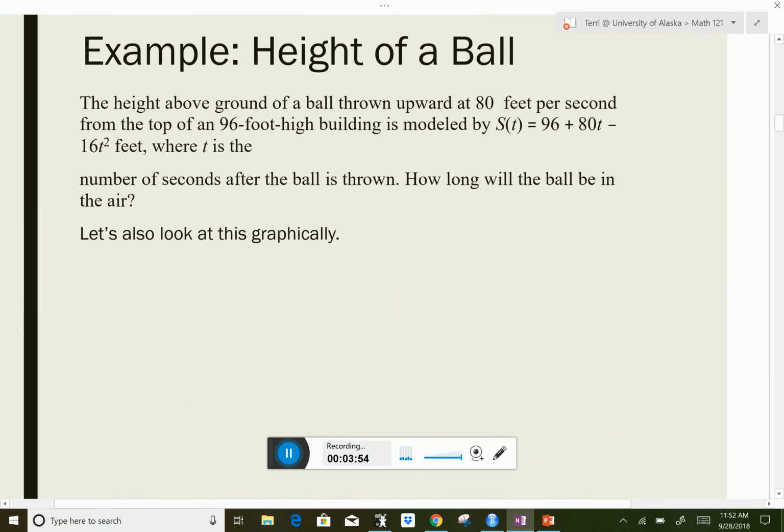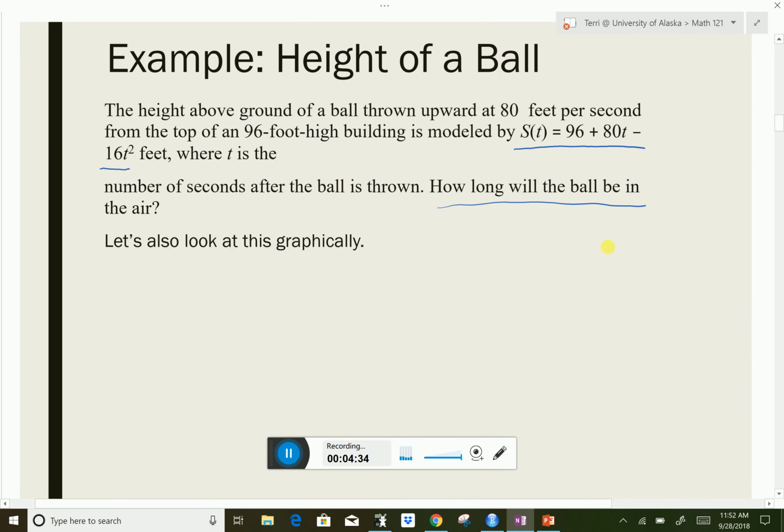So let's talk about that height of the ball again. The height above ground of a ball thrown upward at 80 feet per second from the top of a 96-foot high building. So for some reason, we're standing on the top of tall buildings throwing a ball up. I don't know why, because math, that's why. It is modeled by this function, 96 plus 80t minus 16t squared feet, where t is the number of seconds after the ball is thrown. How long will the ball be in the air?